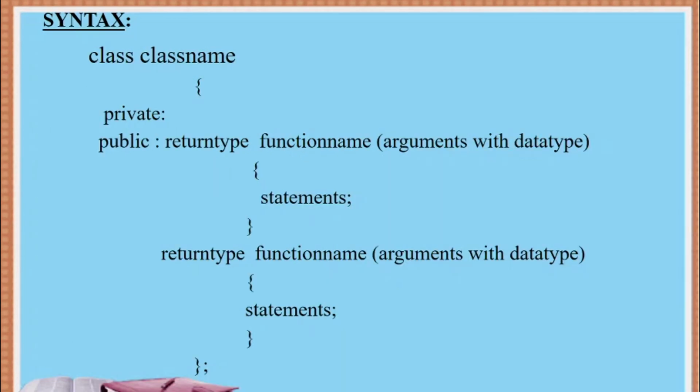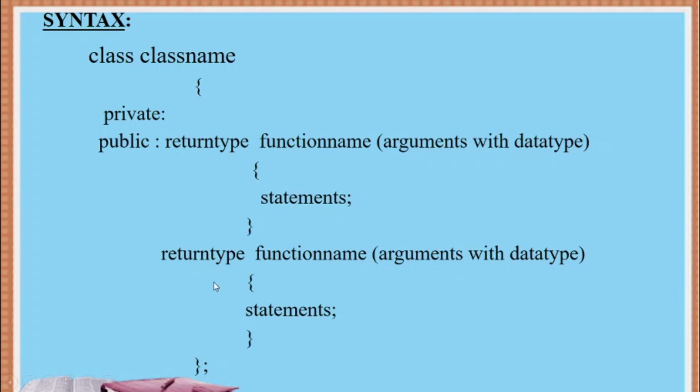Okay. Now let us see the syntax of overloaded functions. So here you see inside the class only we are defining the overloaded functions. That is, we are defining the class and class name, open flower bracket, private. Here we can declare the data members, and under the public declaration we are defining the member functions. Inside the class only we are defining the overloaded functions. So the first function, see the syntax: return type, function name, arguments with the data type. Open flower bracket, statements, and close the flower bracket.